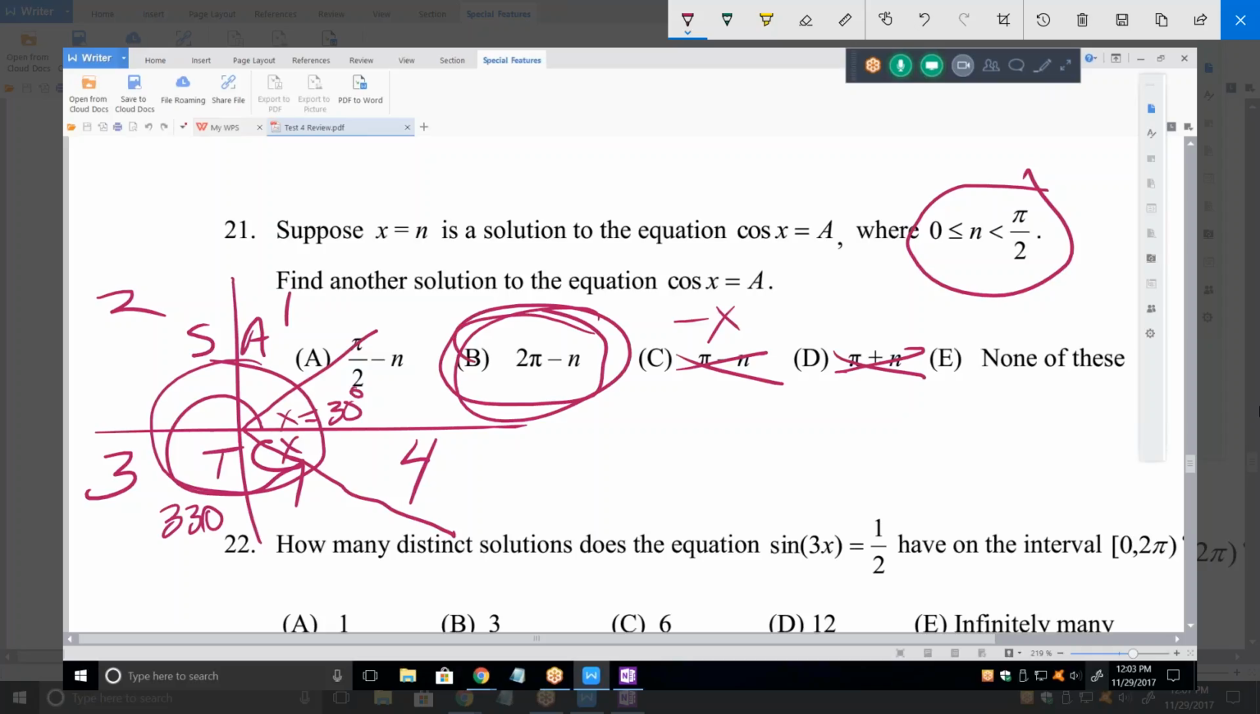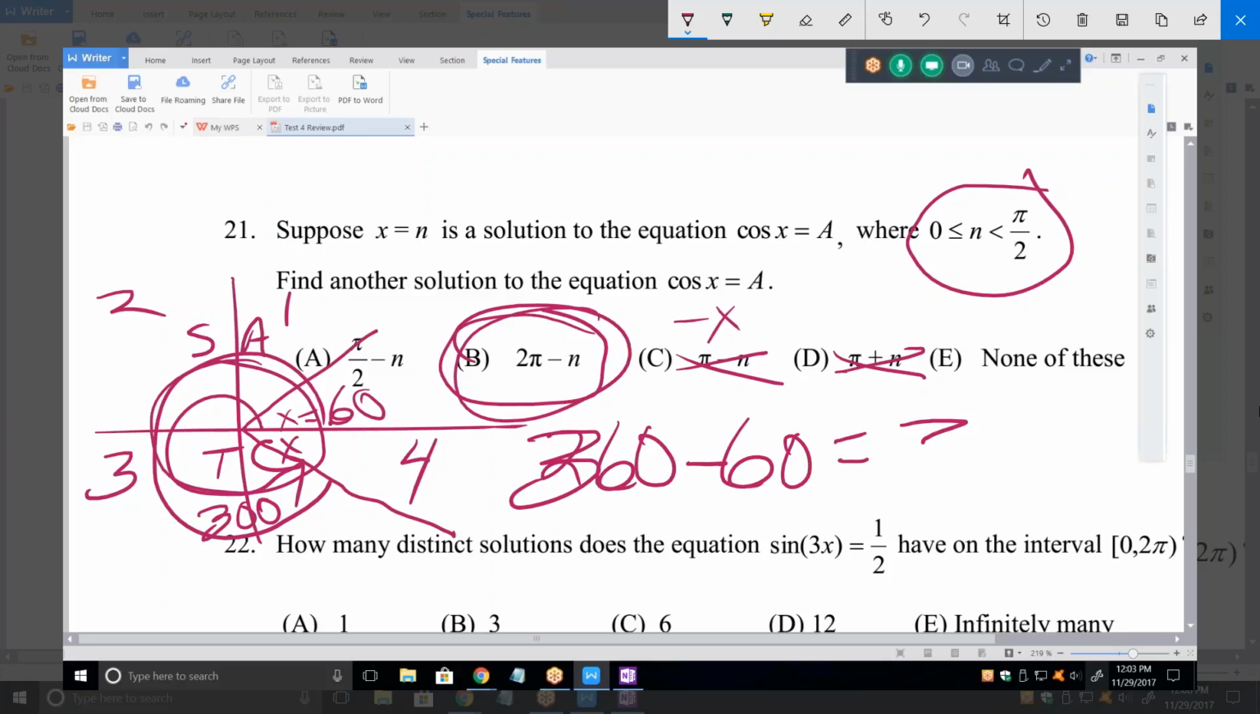But just to be certain, pick some other angle other than 30. 60. So if that angle's 60, what's the other angle have to be? 300. So if x is 60, 2 pi, which is 360, minus 60 is 300. Boom, we got our answer. It's got to be B.